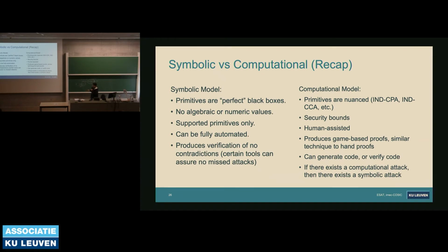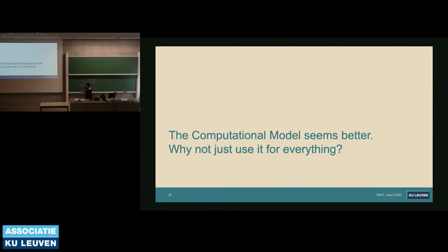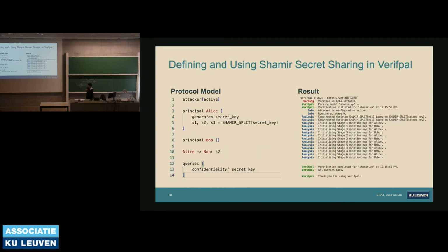And as I just said, if there is an attacker in the computational model, then there would be an attacker. I think it should be the other way around. If there is an attacker in the symbolic model, for sure there is an attacker in the computational model. Actually, no, this is true, but this took a lot of time to prove. It's a paper called Computationally Complete Symbolic Attacker. Yeah. So the computational model just seems better, so why not just use it for everything?